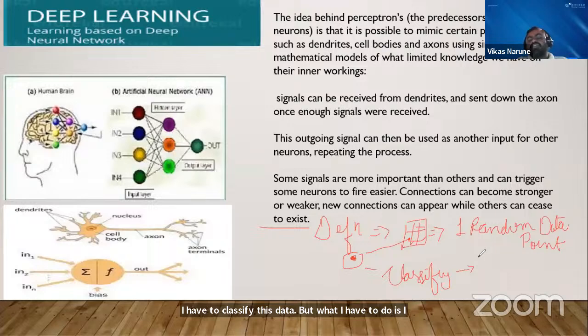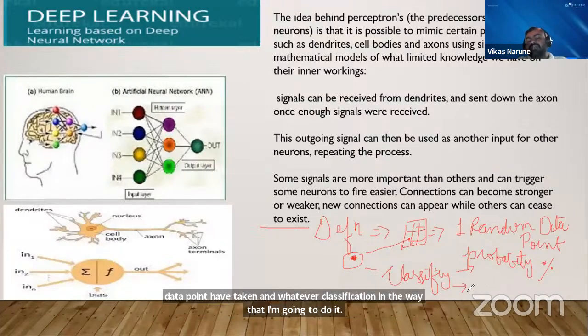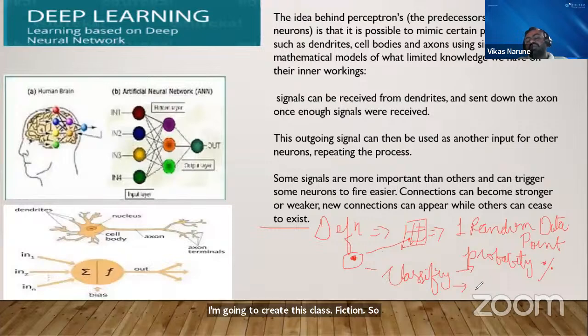And when I'm trying to classify, guys, I am going to measure the probability. So what probability do we want to measure? What are the chances, what is the percentage, that whatever classification I am doing for this random data point I have taken, I am going to misclassify it?